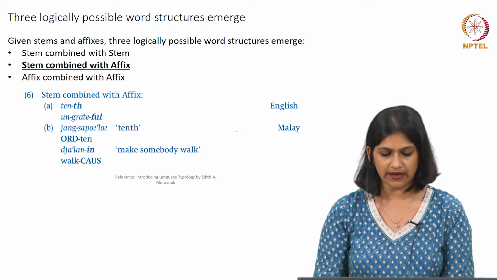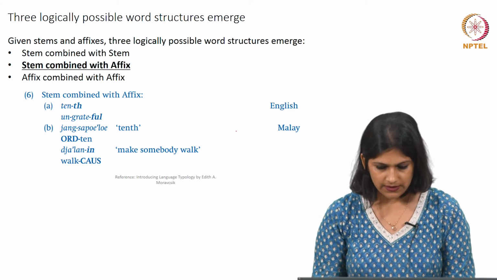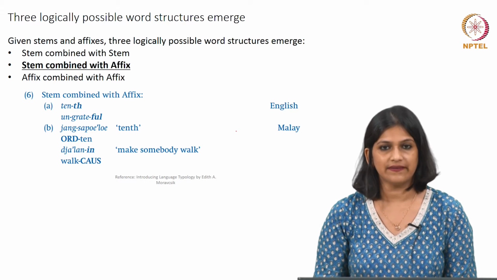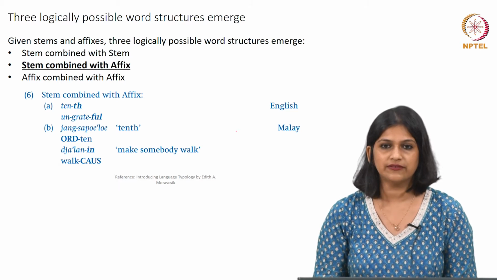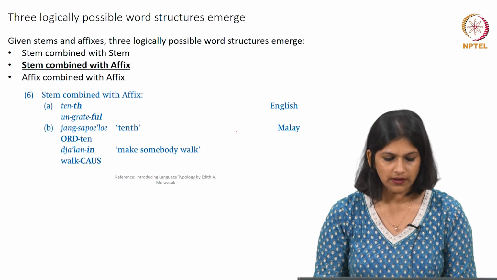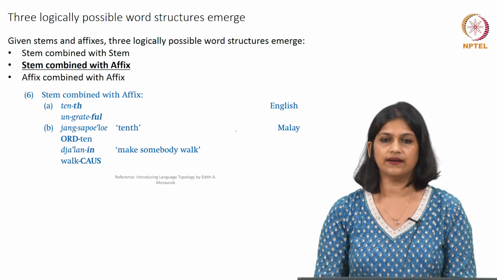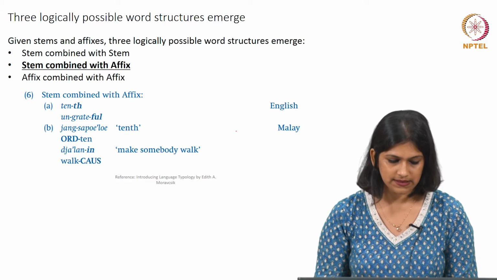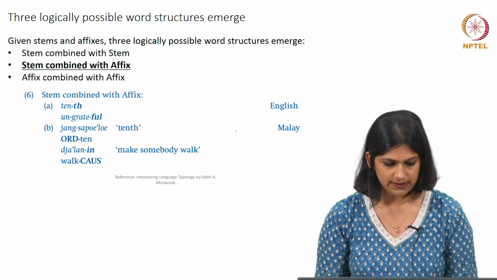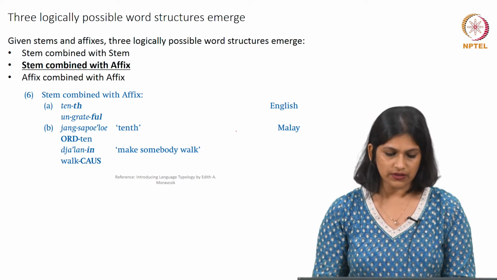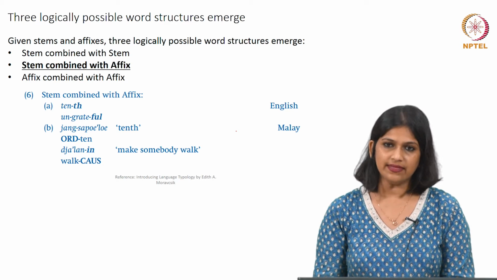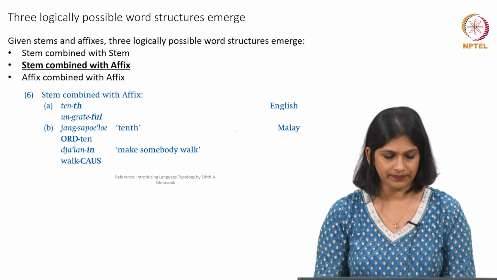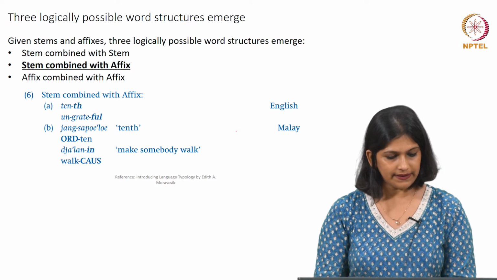Again the same data from English and from Malay. So, the English example, tenth: ten is the stem and th is the affix. Similarly, ungrateful. In the case of ungrateful, un is the affix, and great, in that sense when you say grateful, is considered as a stem. So, great is going to be considered as a stem here. In this case ungrateful and tenth belong to the second category, when the stem is combined with the affix. And now, let us look at the Malay data.